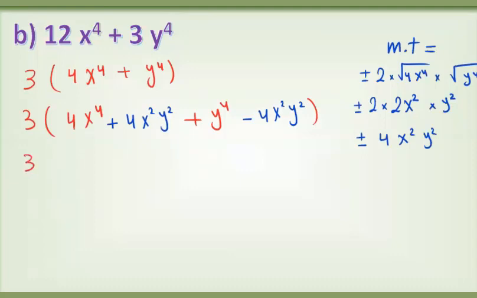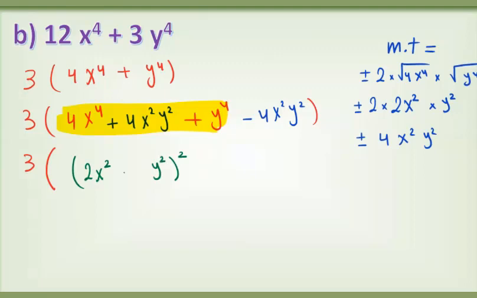Then we type again 3 and open a bracket. The first three terms are a perfect square. It can be factorized in one bracket power 2. The square root of 4x power 4 equals 2x power 2, and the square root of y power 4 equals y power 2. Because the sign of the middle term is positive, the sign here will be plus. Then we type again negative 4x power 2 y power 2.